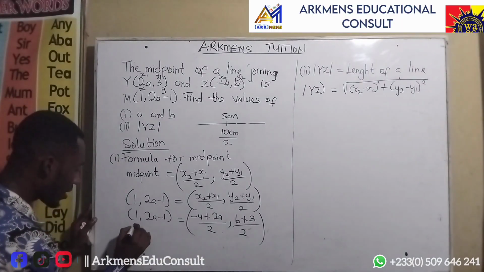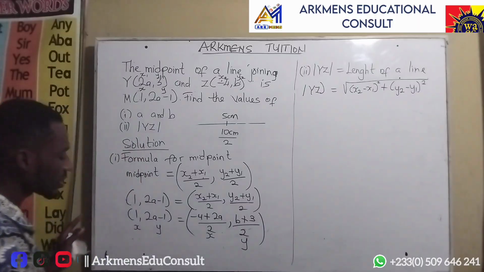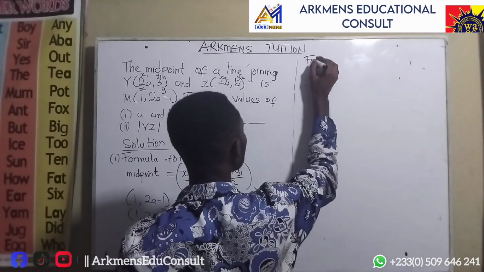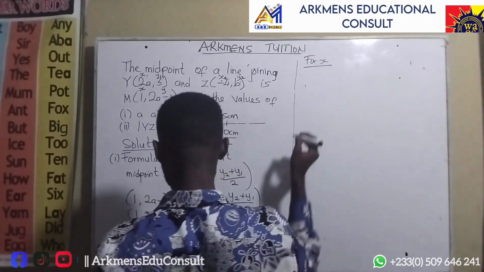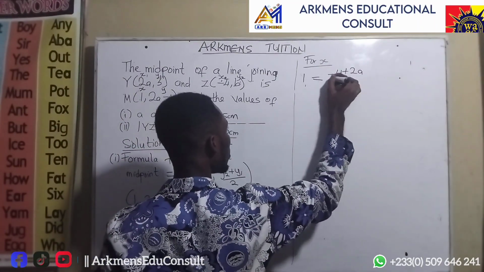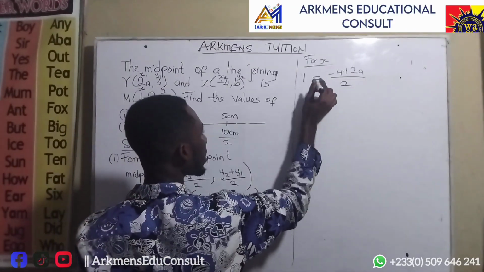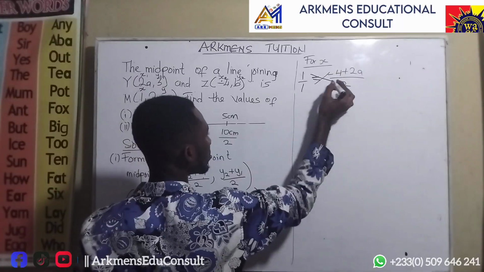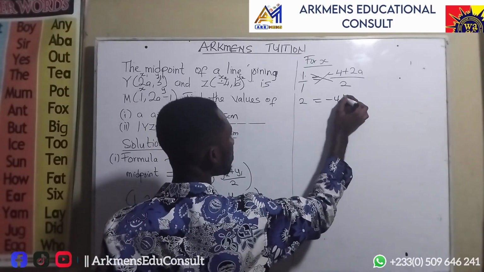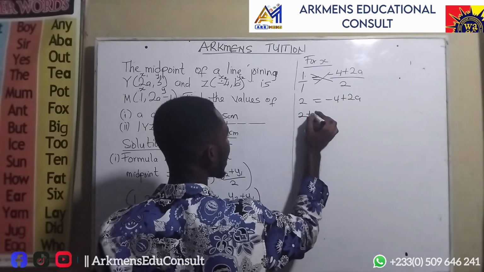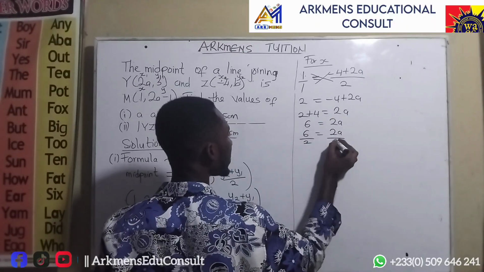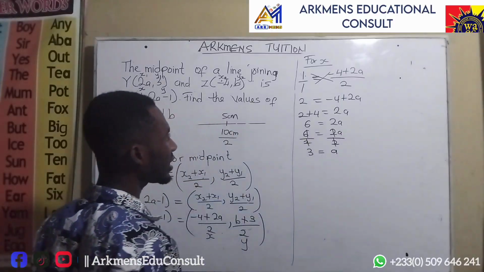I know this is for x and this is for y. So we are going to deal with the x separately and the y separately. For x, we pick 1 is equal to the x values, (-4 + 2a) all over 2. Now I can do my cross multiplication, because whenever I have 1, it's the same as 1 over 1. So I get 2 times 1, equal to -4 + 2a. We group like terms: 2 plus 4 is equal to 2a. So 6 is equal to 2a. We divide both sides by 2 and get 3 is equal to a. That is for x.